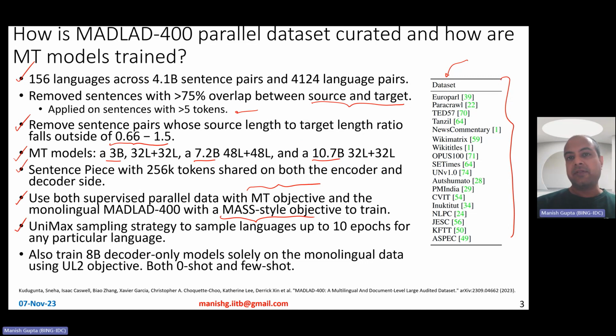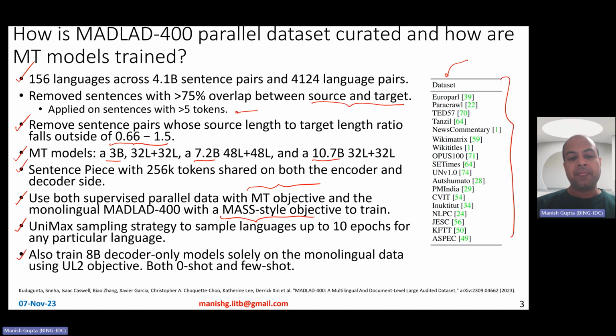They also have several languages. The way they sample their languages is using the recently popular UniMax sampling strategy, such that up to 10 epochs are considered for any particular language.